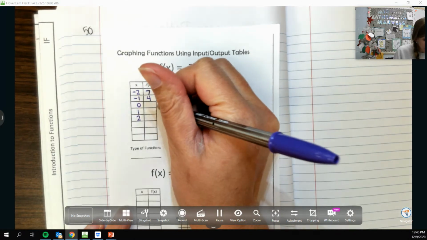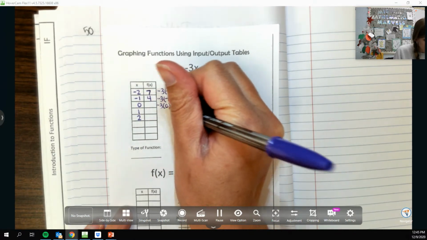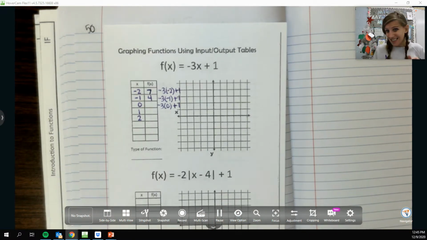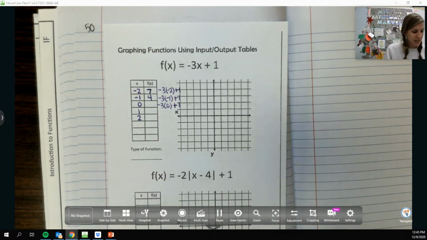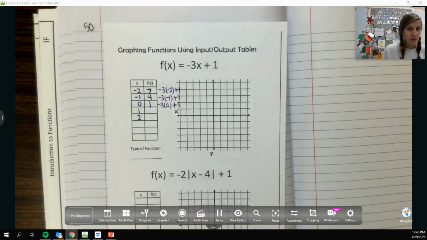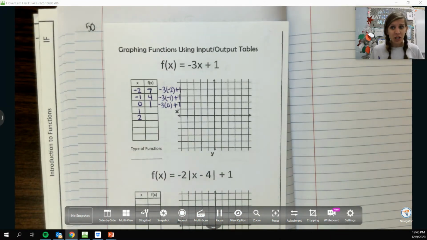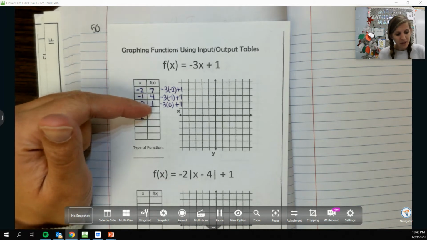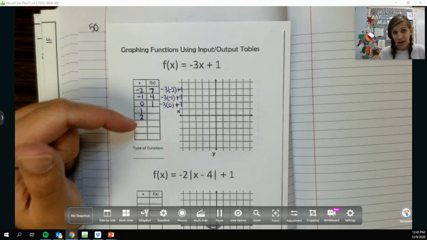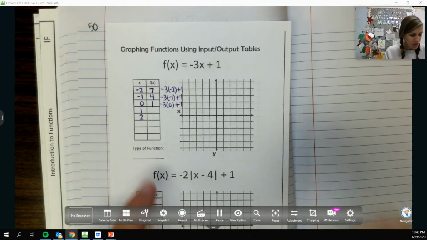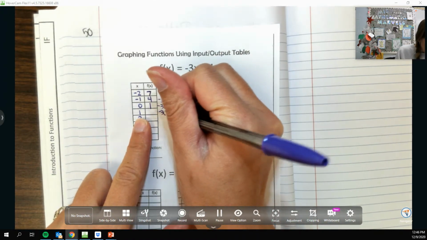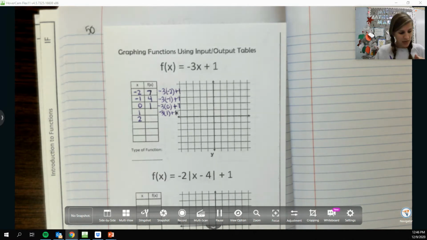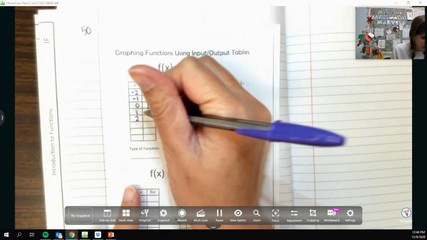Then I'm going to plug in 0. And see, maybe you can tell already why I don't like tables. This is very time consuming. -3 times 0 is 0. Plus 1 is 1. But if you start to notice a pattern happening with your y values, you can maybe continue that pattern out. I'm going to do another just to be safe though. So -3 times 1 now plus 1. -3 times 1 is -3, plus 1 is -2.